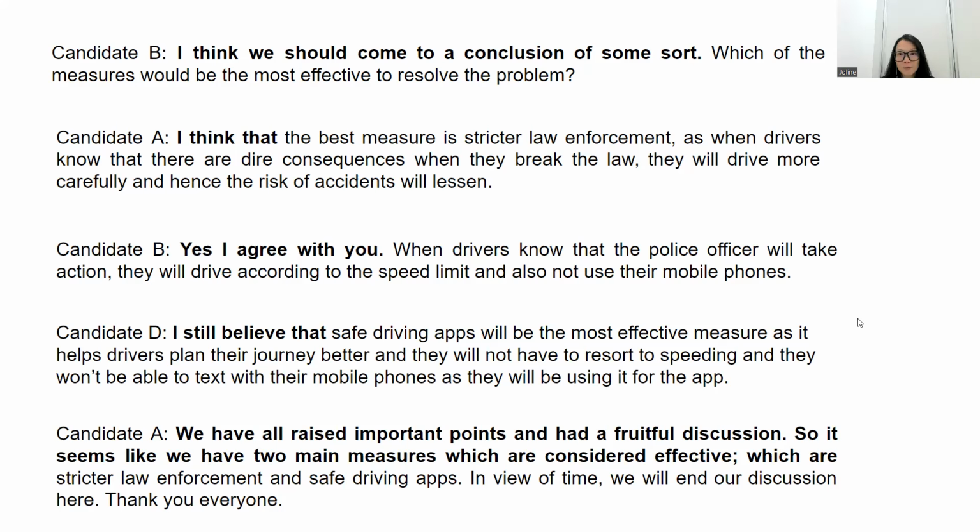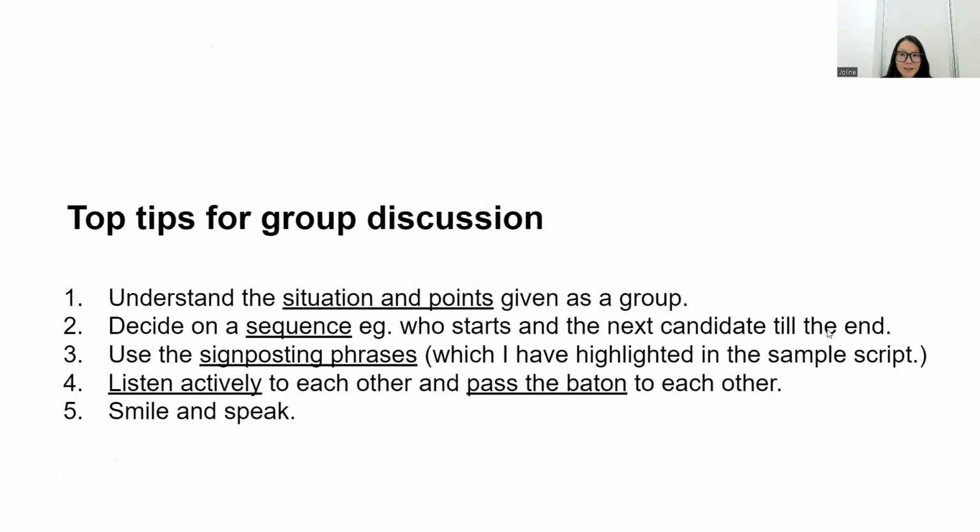So this is an example and a sample script of how the flow of a group discussion would go. So some things to take note of, just to recap, some top tips for group discussion. Number one, understand the situation and points given as a group. So very quickly, all candidates need to agree on what is the situation and the points that are given. Then next, number two, decide on the sequence. Just very quickly, who starts and the next candidate and the next and until the end.